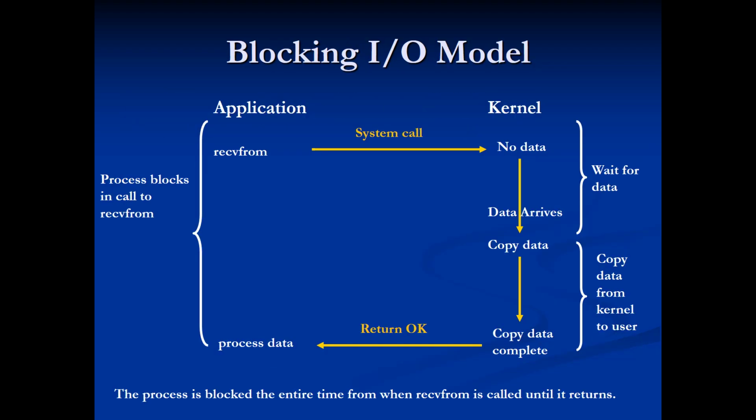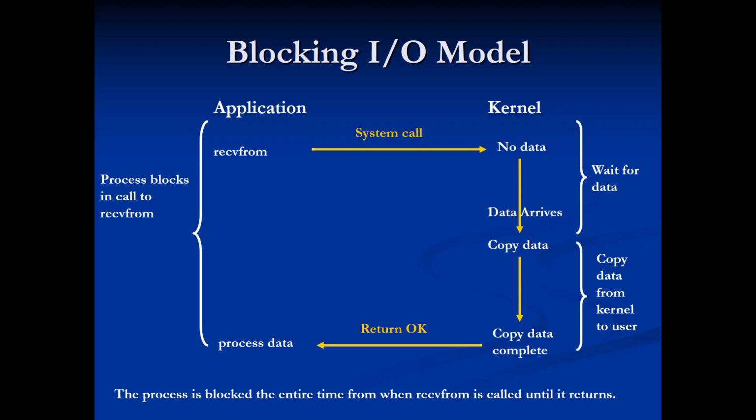Now this is a picture of an example of when a blocking function is doing the blocking thing. You have your application on the left and your kernel on the right. Notice this is one machine. This is not two different separate hosts. It's one host with your application and your kernel. Your application does a receive from call, a function call, which is a system call to the kernel saying, hey, I want some data if there's any from this particular port and IP address. So it does the system call to the kernel.